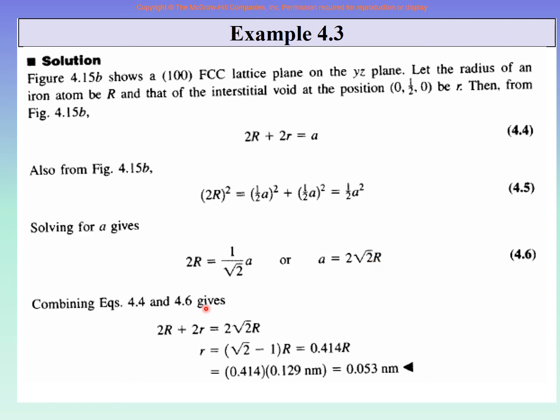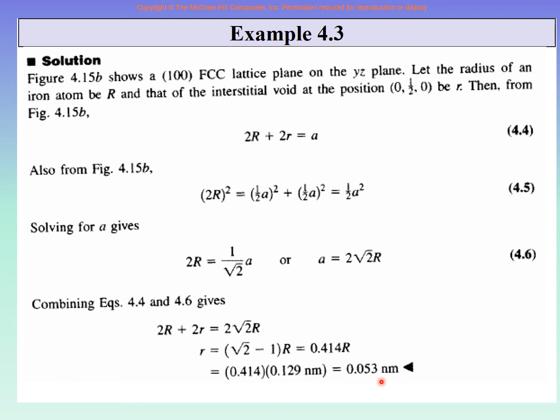And from the equation 2R plus 2r is equal to 2 root 2 r, you solve it, simplify it, and ultimately r comes to be 0.053. Of course, you should not forget the unit: all distances are in nanometers. The capital R, the small r, the a, they are all in nanometers. So this small r is 0.053 nanometer, which means the void at the location 0, half, 0 is 0.053 nanometer.